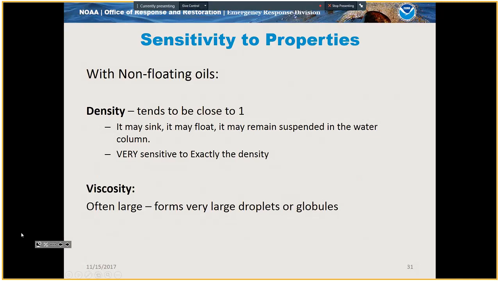Viscosity also tends to be pretty large in these other oils. And then the viscosity affects how large these droplets or globules are. So again, really big chunks, highly viscous stuff is going to just sink to the bottom and stay there. If it gets broken up into smaller droplets or globules, it can get suspended in the water column and be transported a long way. So where the oil ends up is really, really sensitive to viscosity as well.